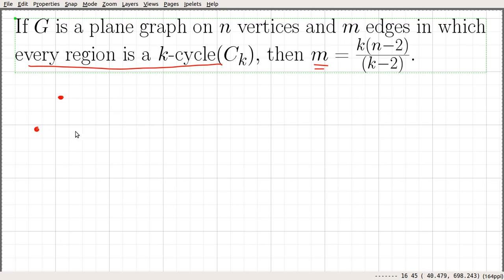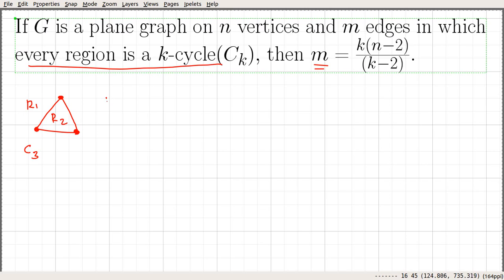Okay, so let's start with a very simple graph: C3, a cycle on 3 vertices. Here we can see that this graph C3 divides the plane into two regions, R1 and R2. R1 is surrounded by these three edges, or C3. Similarly, R2 is also surrounded by a C3. So it satisfies this condition: every region is a 3-cycle in this case.